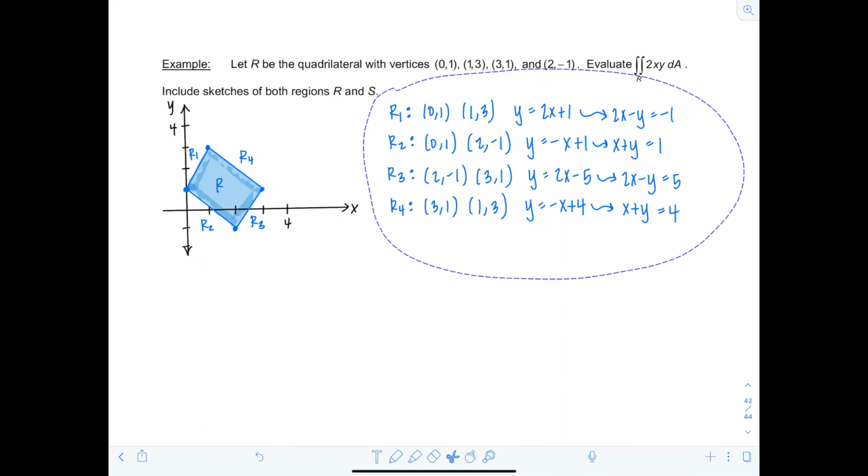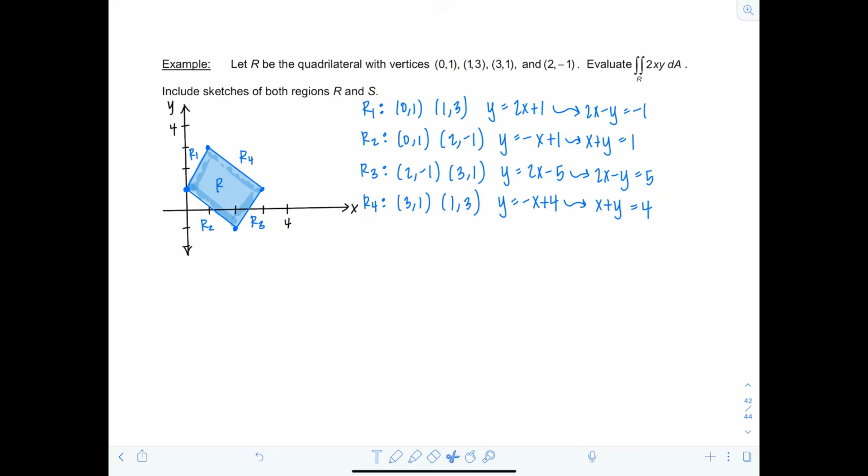Ooh, do you see a nice transformation we can apply? Do you see a common theme? I see 2x minus y, 2x minus y, and then again, I see x plus y, x plus y. So I think an appropriate change of variables would be to let u equal 2x minus y, and then v could be x plus y.